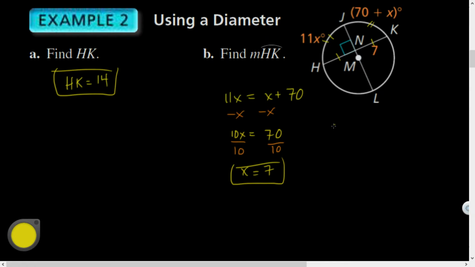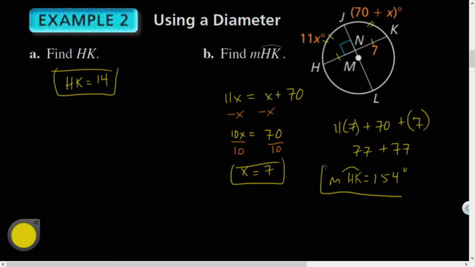All right. So I'll do 11 times 7 plus 70 plus 7. Right, so that's 77 plus 77. Looks like 154 degrees is the measure of HK, the arc. So there you go. Those are in degrees.